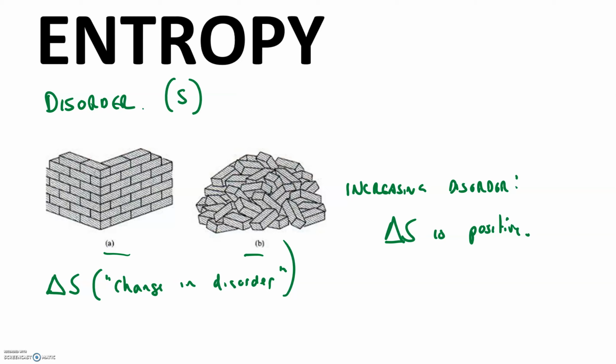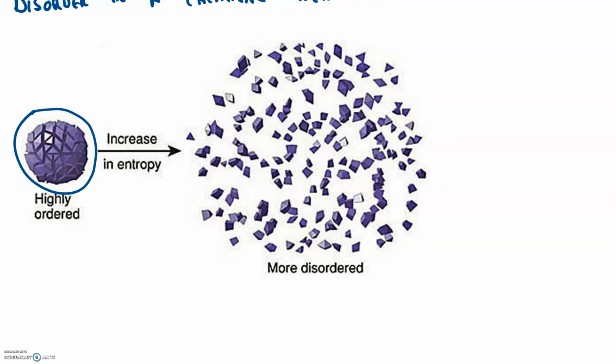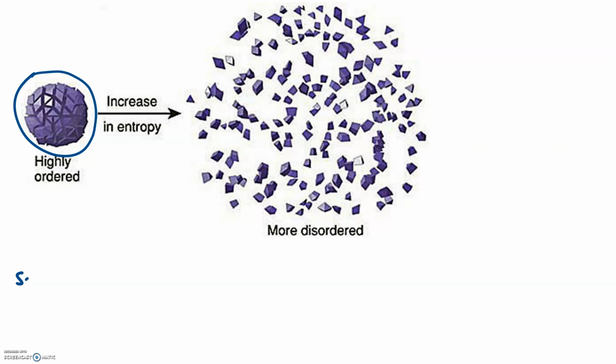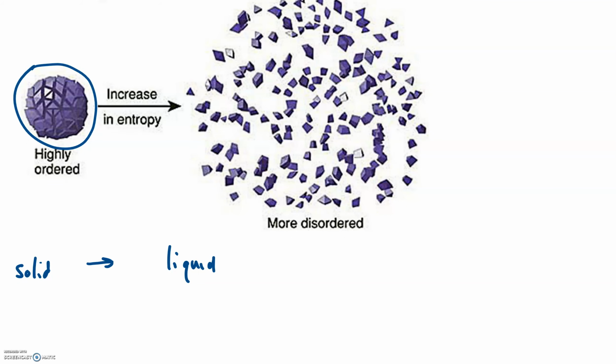So in terms of chemical reactions, what would this look like in terms of disorder? Disorder in a chemical reaction is any situation where we have molecules that are in a nice organized group, and a disorder would be a situation where those molecules are a bigger mess. This could be a situation where we go from a solid to a liquid. Obviously, that would increase disorder because you can't spill a solid, but you can spill a liquid.